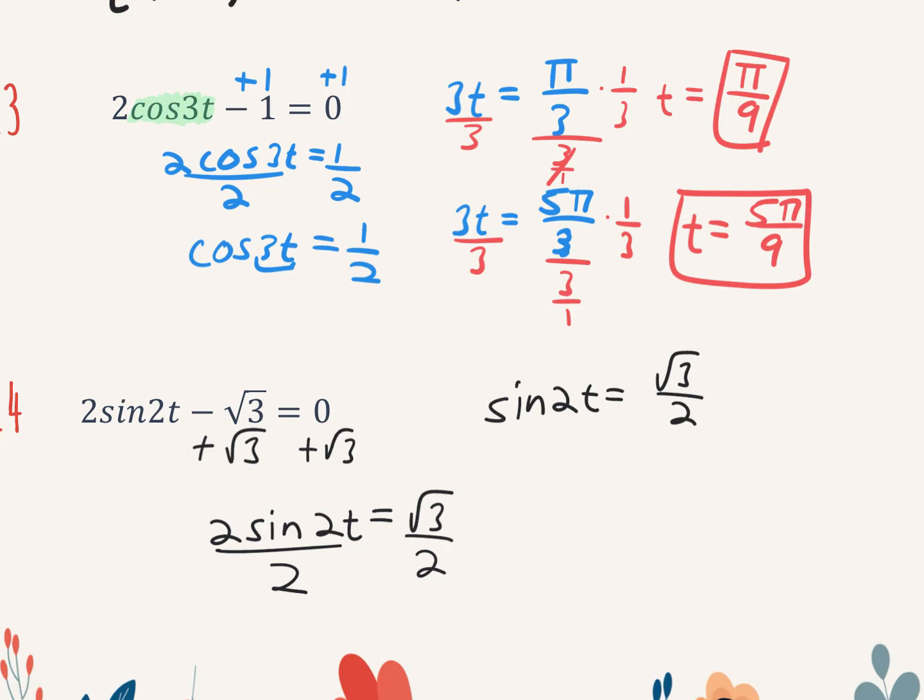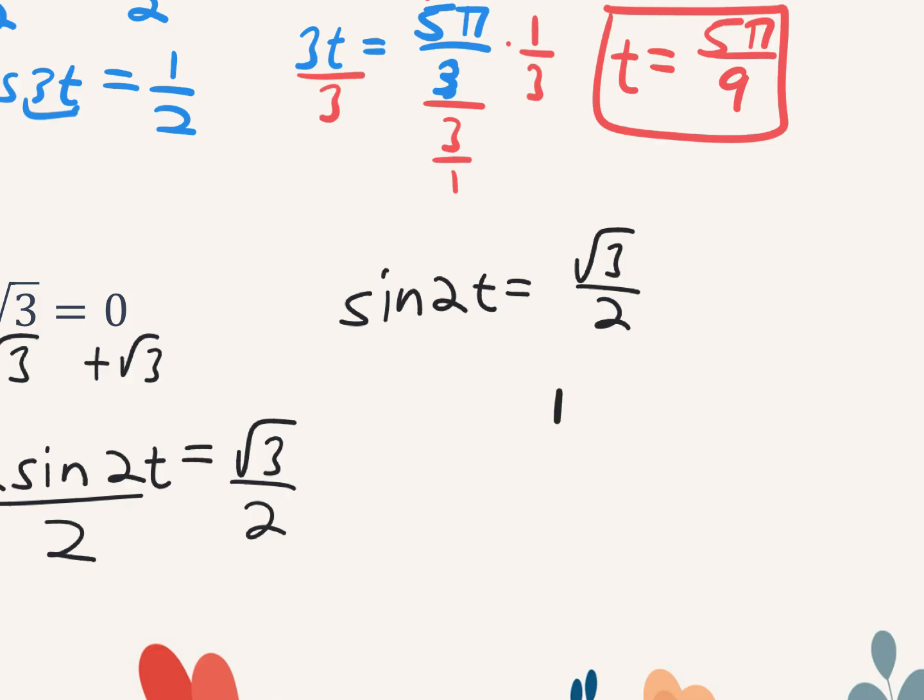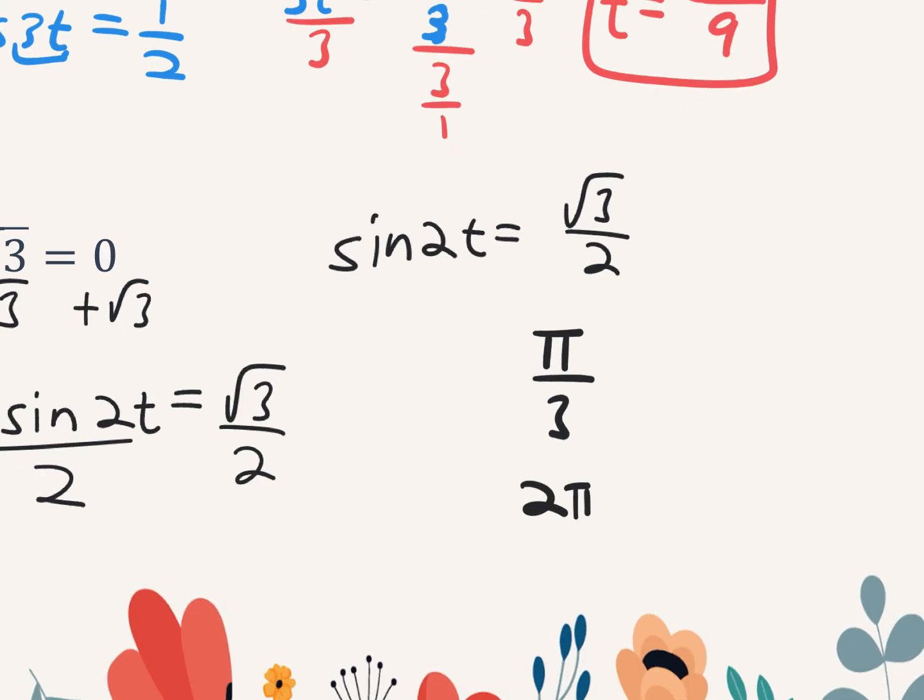All right, so check your unit circle. Where does sine equal square root of 3 over 2? Okay, nice, pi over 3, and then where else? 2 pi over 3. Good, right? Is this our answer? No, it's 2 times our answer, right? So this is 2t equals this number. 2t equals this number. All right, so what do we have to do now?